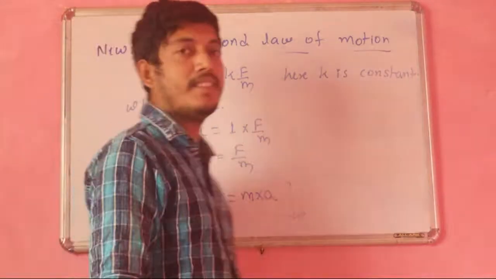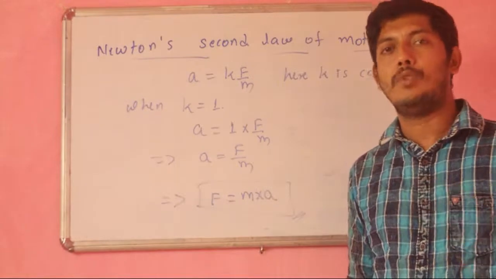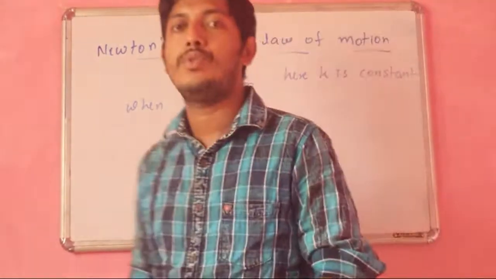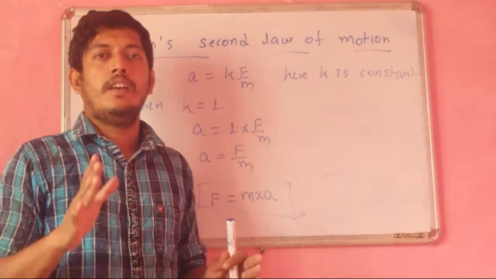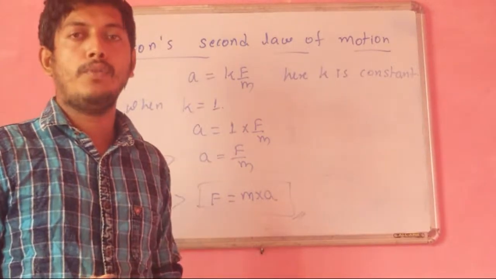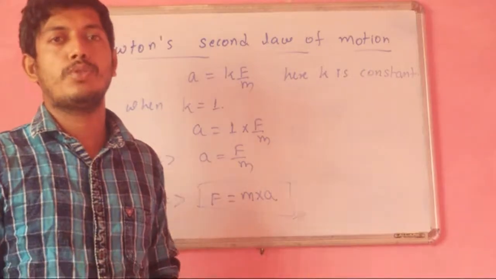This is the mathematical expression for Newton's second law of motion. F equals m a is the mathematical expression of Newton's second law of motion. According to Newton's second law of motion, acceleration given to a body is directly proportional to applied force and in the direction of the force, and it is inversely proportional to the mass of the object.